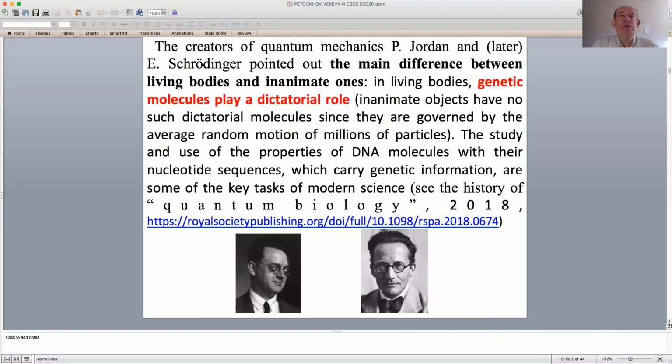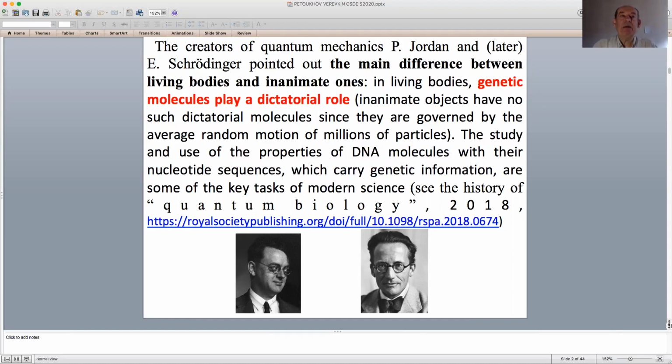The creators of quantum mechanics, Jordan and Schrödinger, pointed out the main difference between living bodies and inanimate ones. In living bodies, genetic molecules play a dictatorial role. Inanimate objects have no such dictatorial molecules, since they are governed by the average random motion of millions of particles.